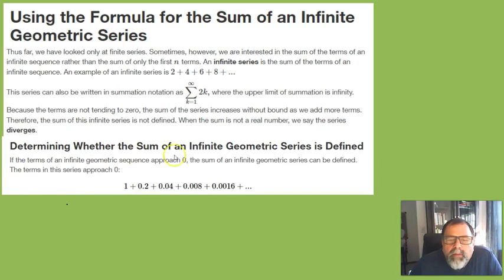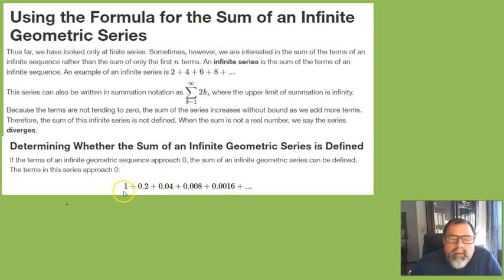Okay, determine whether the sum of an infinite geometric series is defined. If the terms of a geometric sequence approach 0, the sum of the infinite geometric series can be defined. The terms of this series approach 0. Notice if the common ratio is between -1 and 1, each subsequent term is going to approach 0. It's going to get closer to 0.